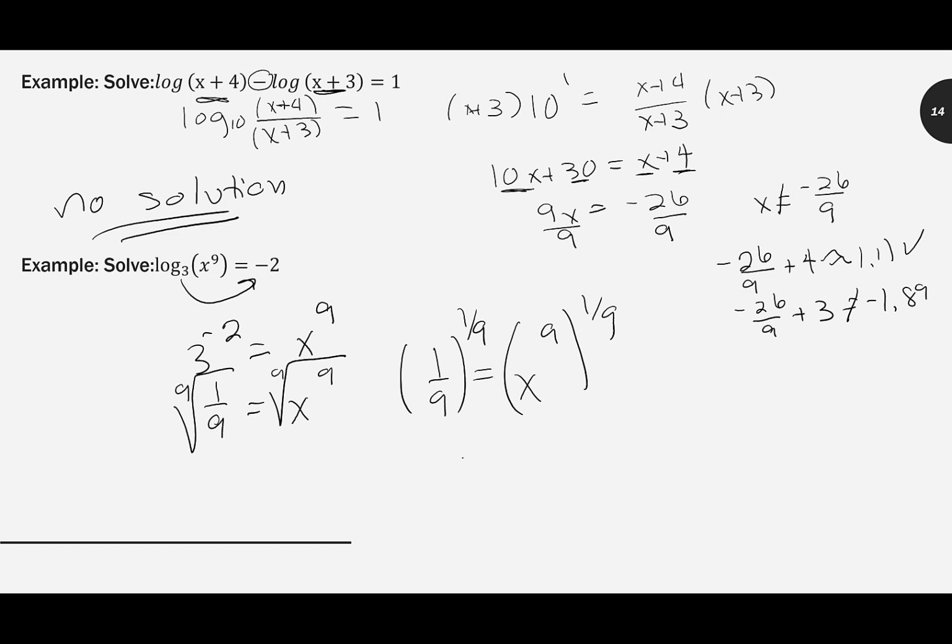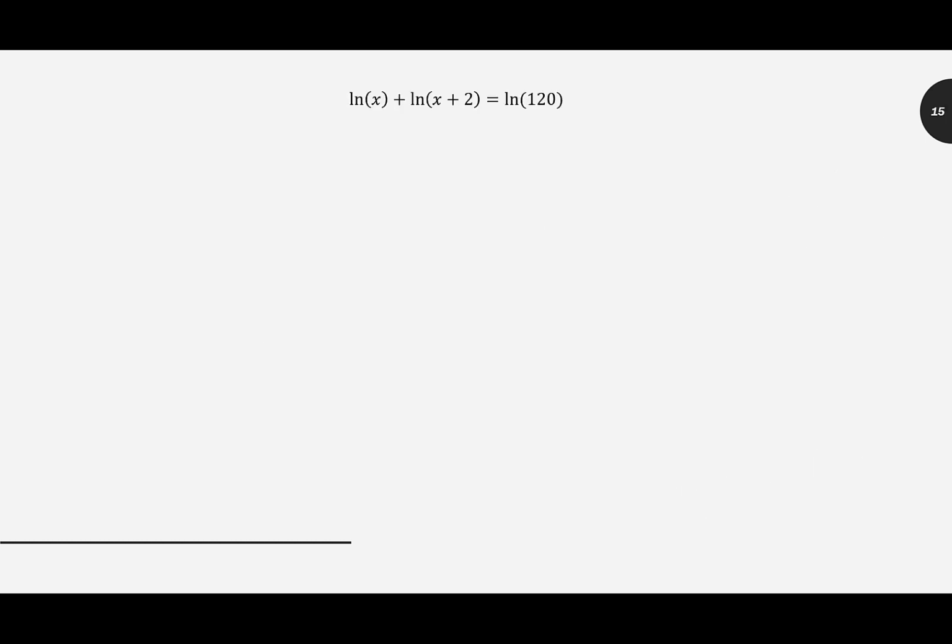Feels very circular there. So I have (1/9) to the 1/9. This is my value of x. It's positive, so I know that I can put it back in. If you want an approximation, x is about 0.7834.